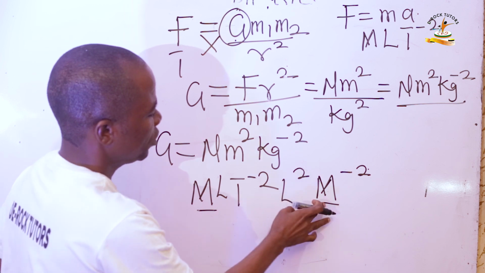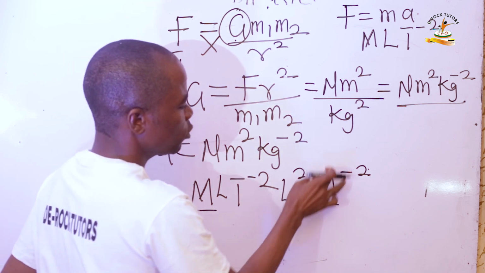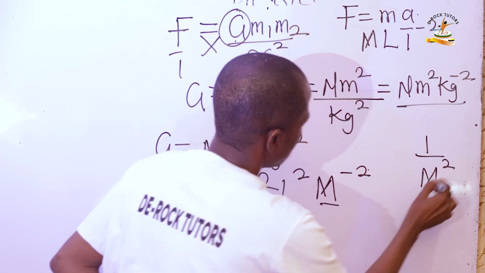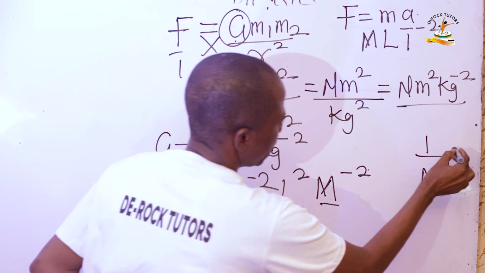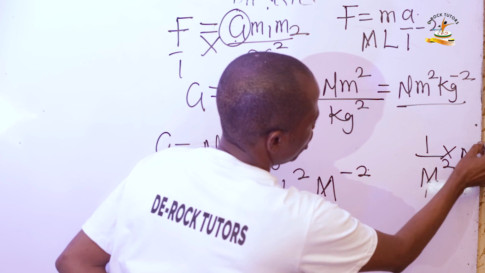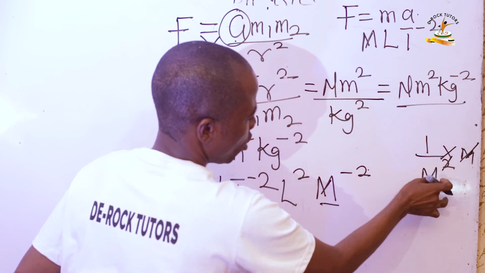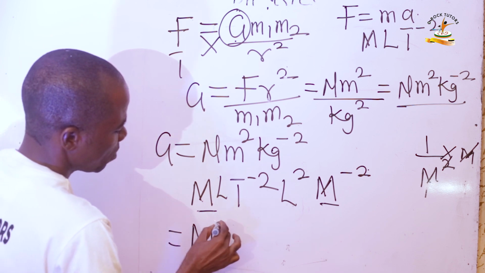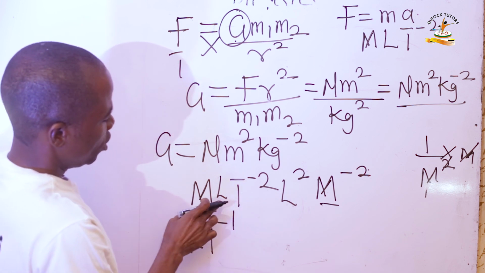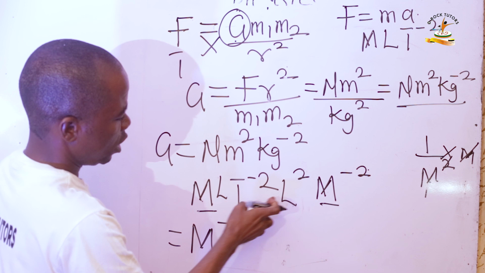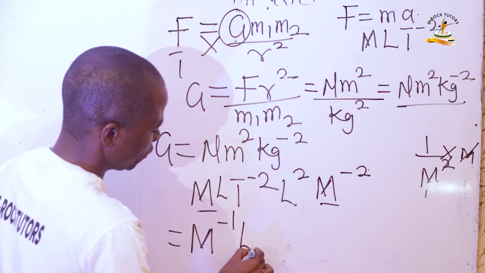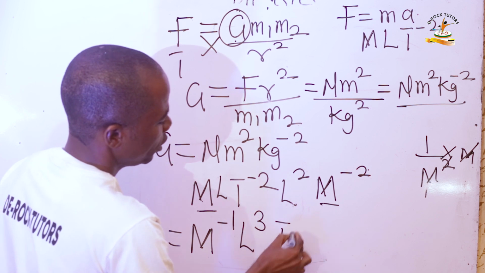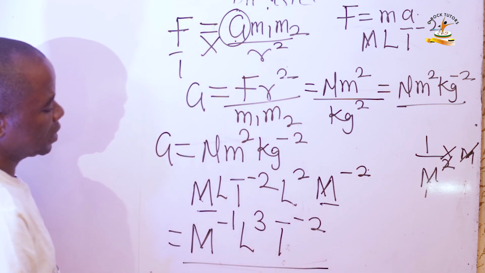If you multiply this and this together, don't forget that m raised to the power minus 2 can be written as 1 all over m squared. So if you multiply by this m here, that's going to be times m. We just cancel this, and then you now have 1 all over m. So this becomes m raised to the power minus 1. Then this is L, this 1L multiplied by 2L here, that gives us L raised to the power 3. And then this is T raised to the power minus 2. So that is the dimension.